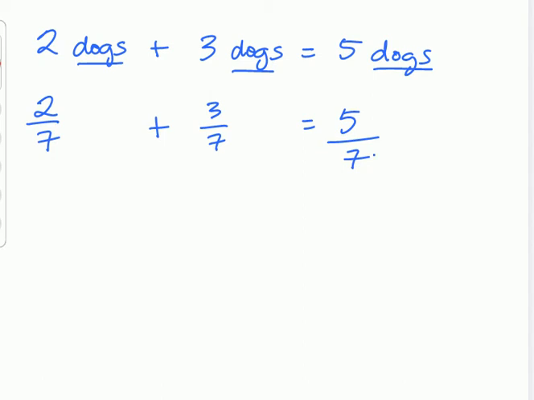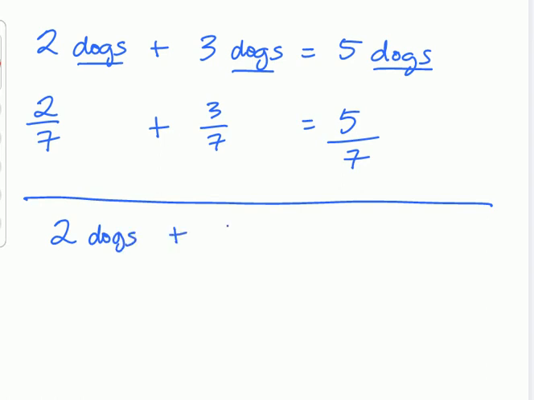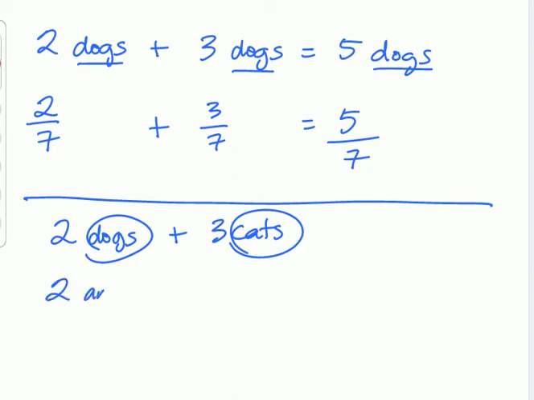Okay, so then we had the issue of when we had 2 dogs plus 3 cats. And then we changed that to something that they both have in common. Here's where the analogy breaks down just a little bit, because we found that we could say that's 2 animals plus 3 different kind of animals, but still animals, and we would end up with 5 animals.